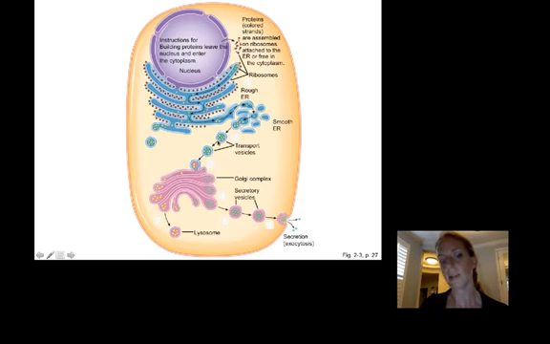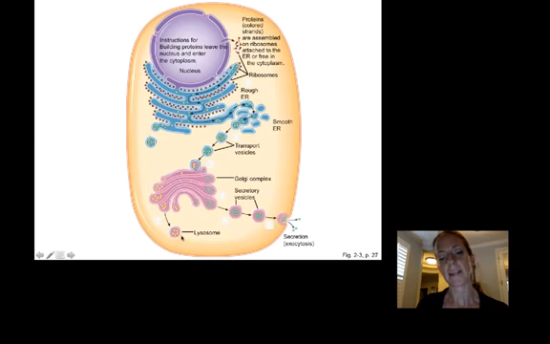They will then be transported in transport vesicles to the Golgi. Those vesicles will fuse with the Golgi, bringing their contents into the Golgi. The Golgi will then sort them. Here we've got yellow over here, green over here, just as an example. And then it will send the final products out to their destination.